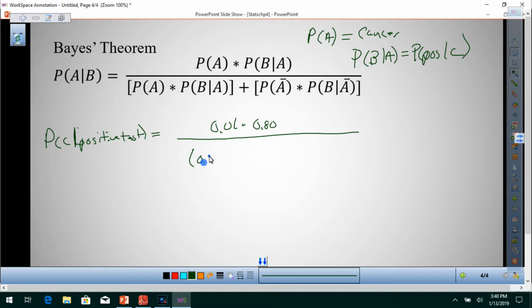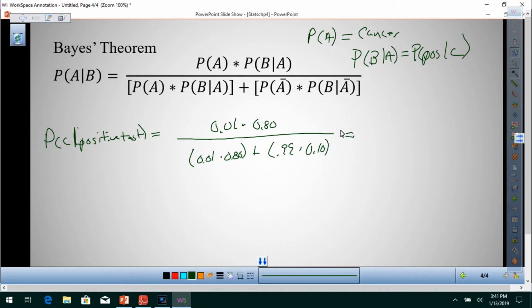That's going to be 0.01 times 0.80, plus the complement, and that's going to be 0.99 times the probability of B given the complement of A, or the probability of positive given the complement of cancer. And that's going to be 0.10.